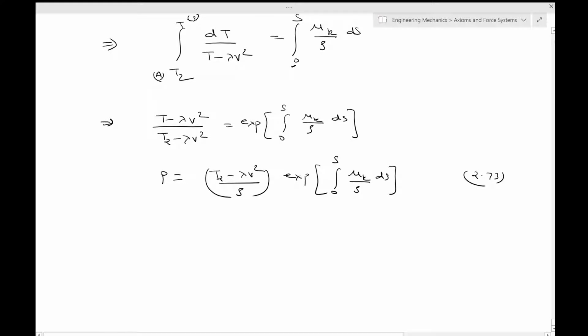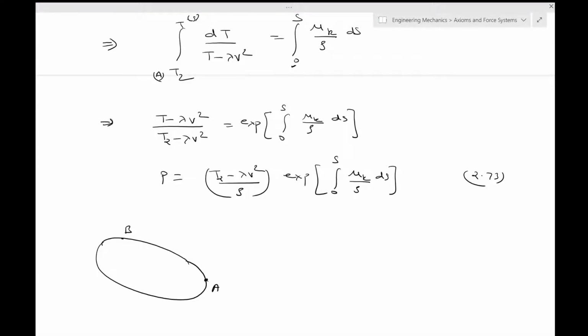Now let me draw this belt again, going from A. So this is, say, A, and this point is B. The curve, let me draw in green color, is the belt going from A to B.